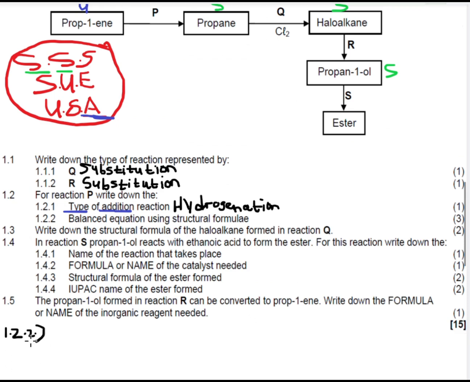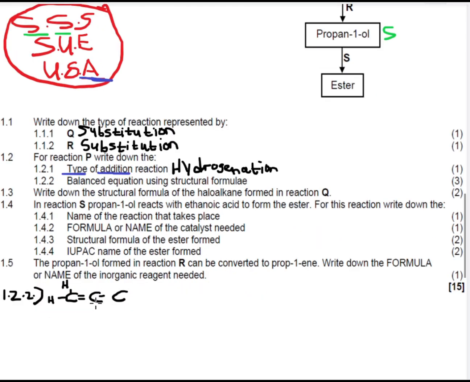So question 1.2.2, there it is down there. Balanced equation using the structural formula. Remember, we are considering reaction P. So it's from propene to propane. We are producing the propane, which is the alkane. Now they want the structural formula, the balanced. Let me show you how this is done. What is propene? Propene has 3 carbons. So we're going to have 3 carbons here: 1, 2, 3. The double bond is in the first carbon. So the alkene that we are starting with is going to have 4 bonds around each carbon: 1, 2, 3, 4.